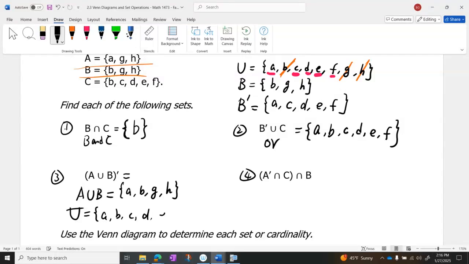A, B, C, D, E, F, G, H, right? And then I'm going to cross out the elements in A union B. A union B has A, B, G, H, right? Cross A out, cross B out, cross G out, cross out H. And then we have C, D, E, F left. And those elements are in the complement of A union B. So we have C, D, E, F.